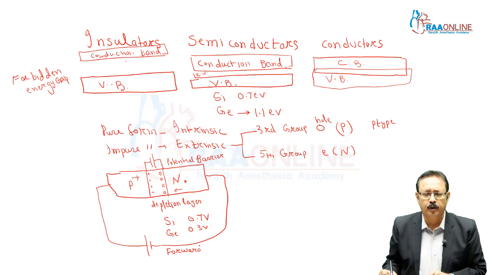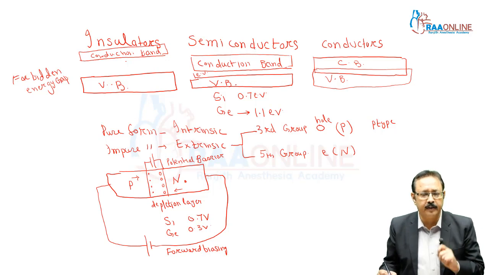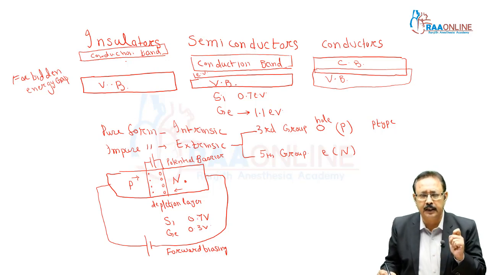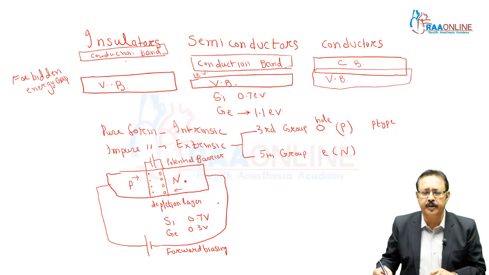forward biasing. When you are making the potential barrier weak, it means you are decreasing the length of the depletion layer.